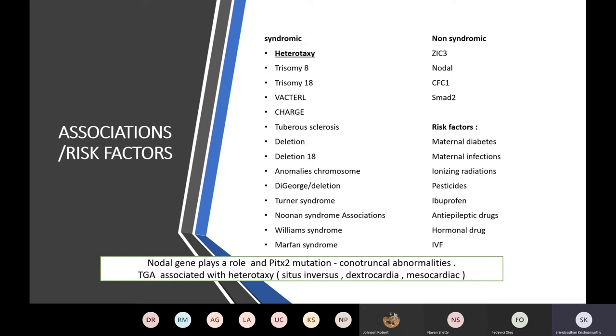and tetralogy of Fallot-like presentation. The risk factors associated with the development of TGA include maternal diabetes, maternal infections, and ibuprofen. I was quite surprised to see ibuprofen was one of them. Anti-epileptics are a very well known teratogen anyway, and hormonal therapy can also cause TGA.